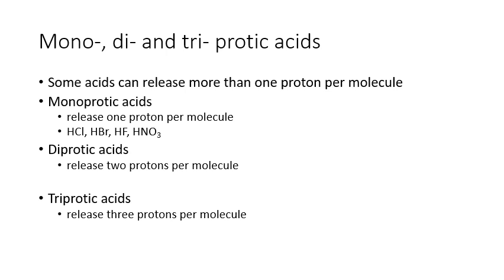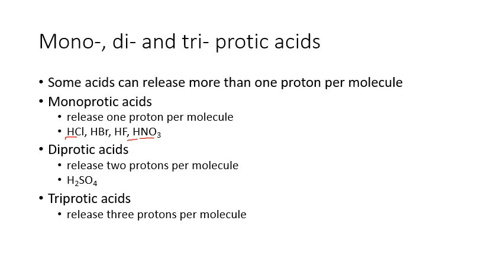So monoprotic are things like HCl, HBr, HF, HNO3. And you can see here, when you look at their formulas, there's only one H attached. HCl, one H, one Cl. HNO3, one H, one NO3. So those only have one proton attached to them, and that's the only thing that goes into solution there.